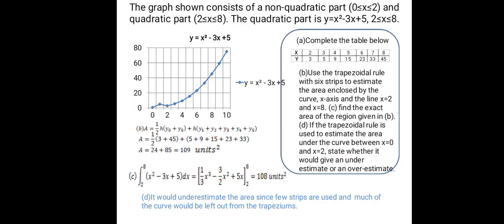The graph shown consists of a non-quadratic part between 0 and 2 and a quadratic part between x = 0 and 8. The quadratic part is y = x² − 3x + 5.